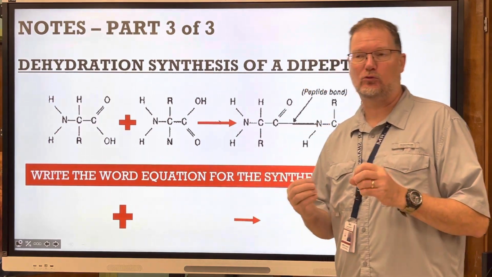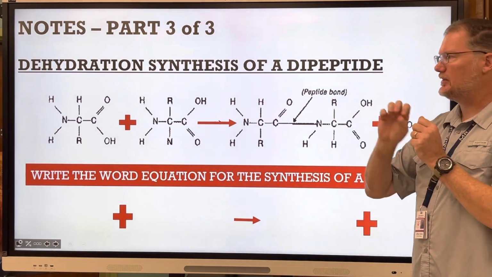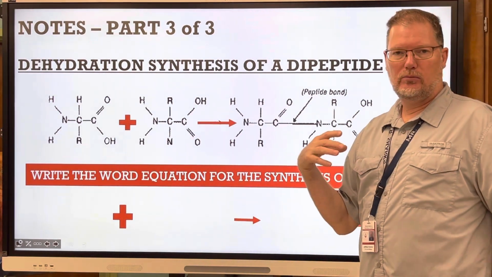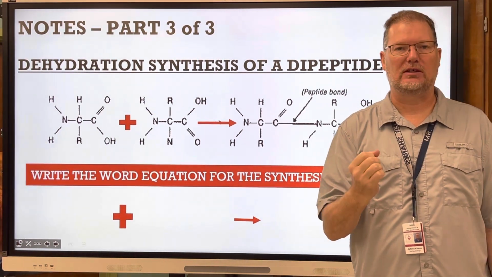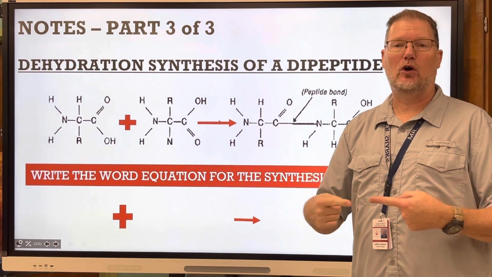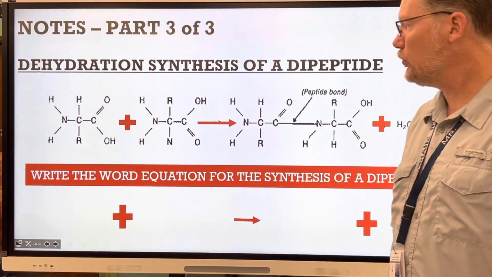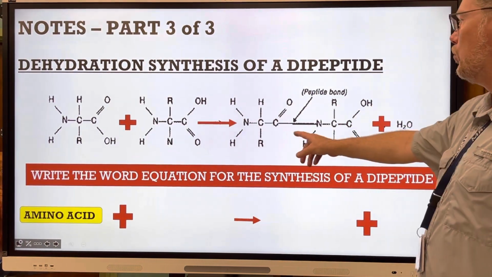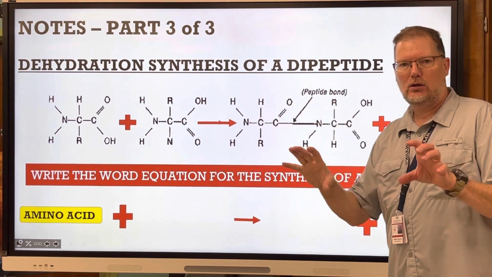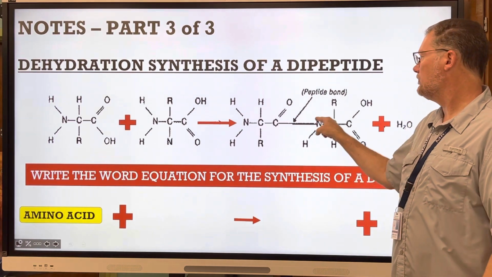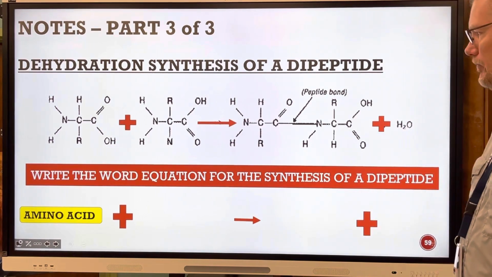Okay, so we're on part 3, dehydration synthesis. Remember what dehydration means. When you're dehydrated, you lose water. So water is something that's taken out of the molecules, okay? And a dipeptide, remember in our notes we were talking about proteins. A peptide bond is what holds together two amino acids to start making that chain of proteins. And so you're writing the word equation for the synthesis of a dipeptide, two amino acids coming together to be bonded with a peptide bond and kicking water out, okay?